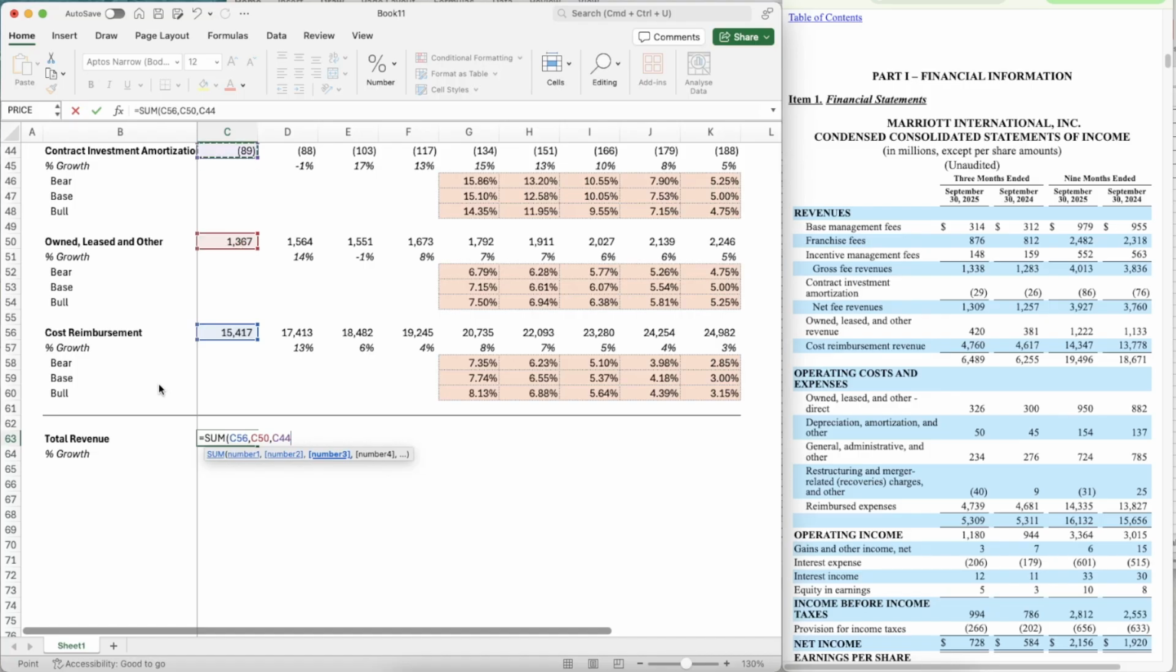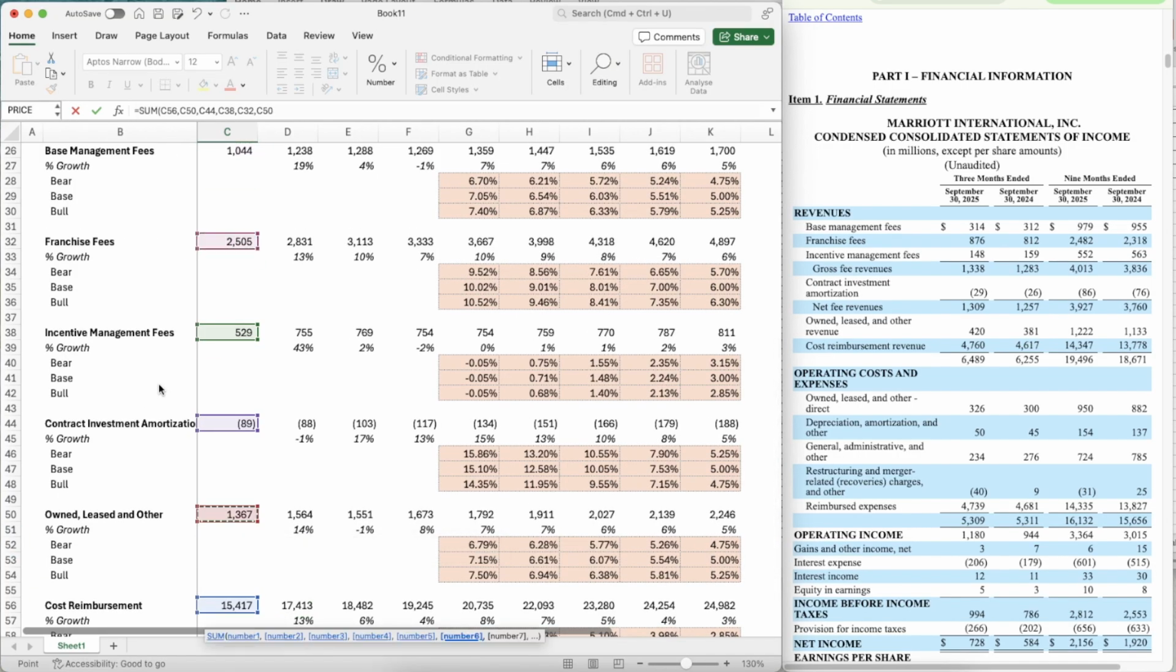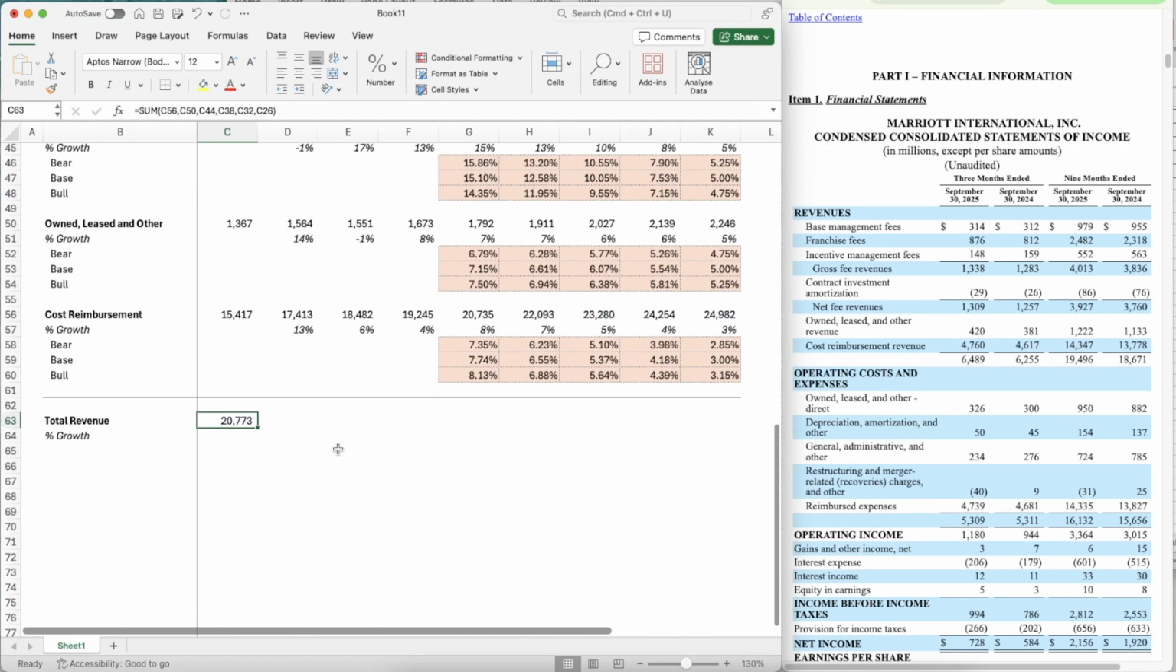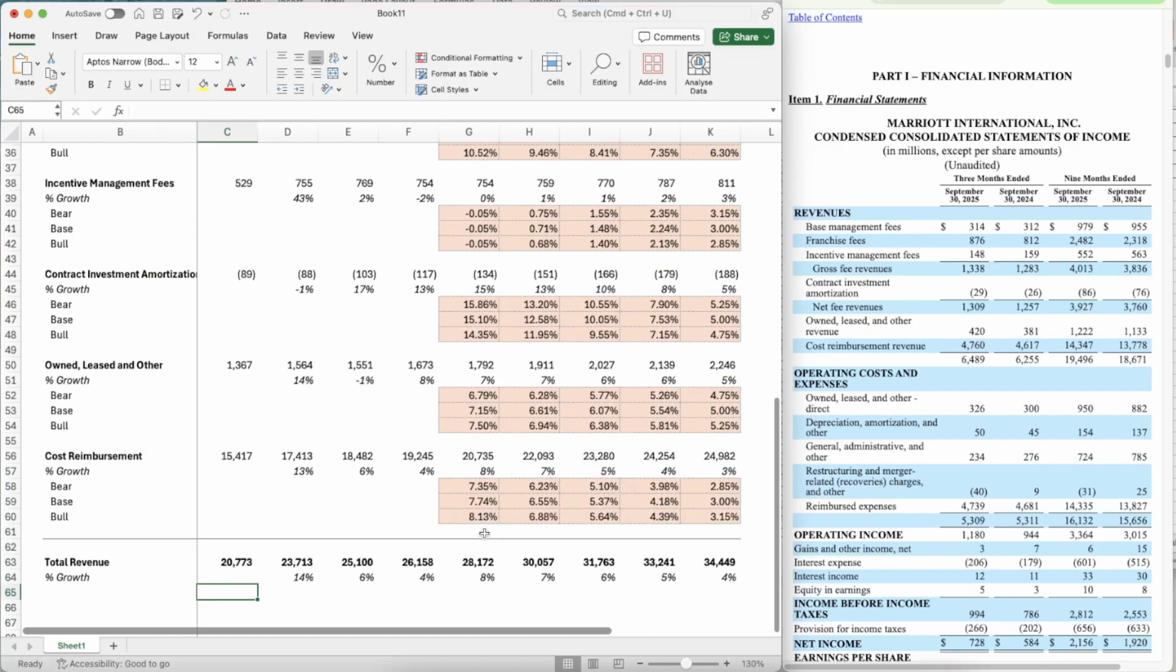Sum up each revenue line, and then we can pull it along. Okay. Yeah, we're happy with that.